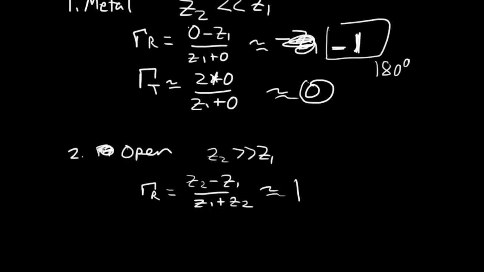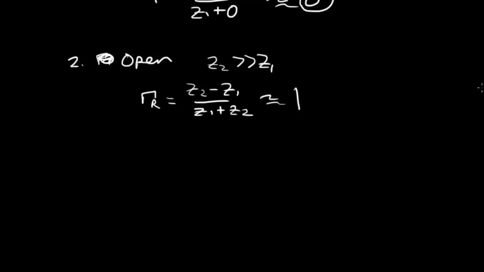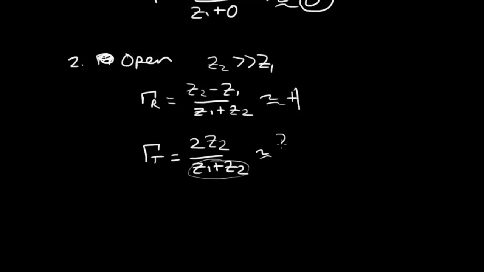Okay? And what is the transmission coefficient? Notice this is positive 1 this time. For the transmission case, that expression is 2 times Z2 over Z1 plus Z2. And we can say that in this, the denominator is going to be dominated by Z2, so this simplifies to approximately 2Z2 over Z2, which is 2. Well, not approximately, it is 2. What does this mean? How can we have a transmission coefficient of 2, a reflection coefficient of 1? Isn't this some violation of the conservation of energy?